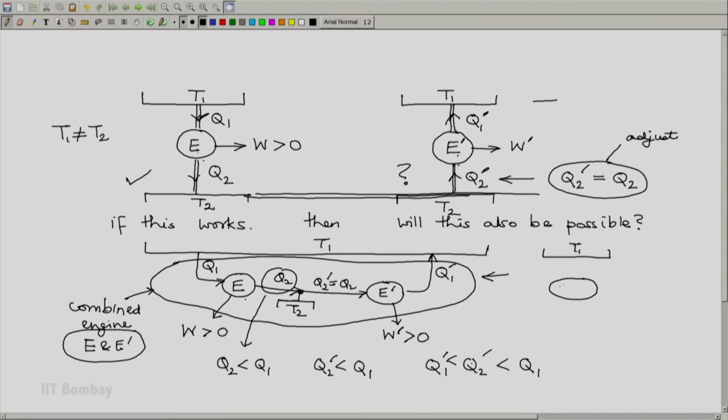Now what does it do? This is equivalent to an engine, E and E prime, absorbing heat equal to Q1 minus Q1 prime from this reservoir at T1 and producing a positive work output, which is W plus W prime. Since both of these are positive, the sum is also positive, and we have shown that Q1 is greater than Q1 prime, so Q1 minus Q1 prime also is greater than 0. So that means this is equivalent to a 1T heat engine. Now what does this mean? This means that such a combination would violate the Kelvin-Planck statement of the second law. That means it directly violates the second law of thermodynamics.